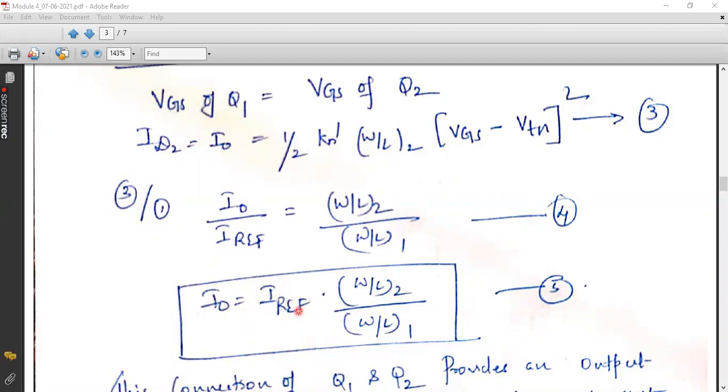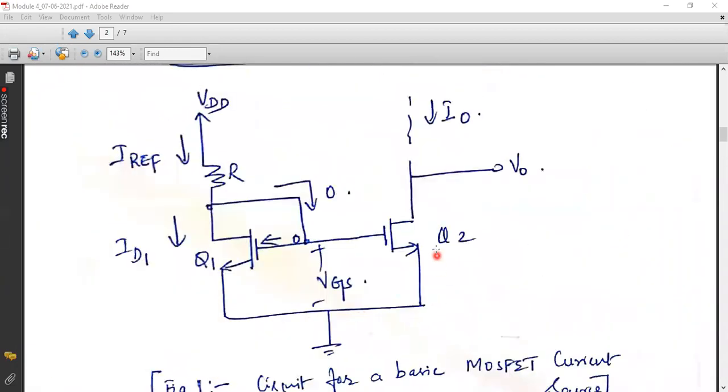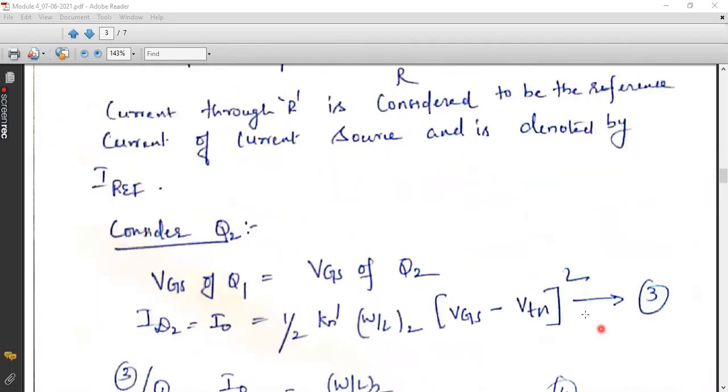So different IC stages or different parts of the IC will make use of different currents. According to the required current, you can choose transistor Q2 and accordingly produce I0. So this is called a simple MOSFET current source. Any doubts?